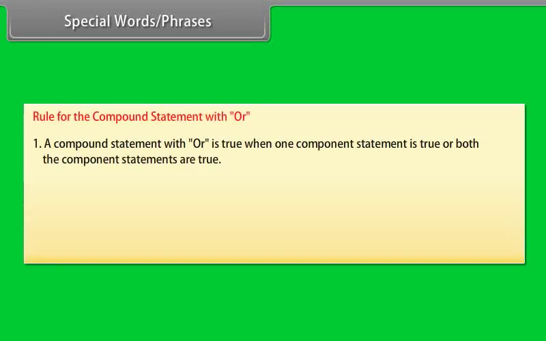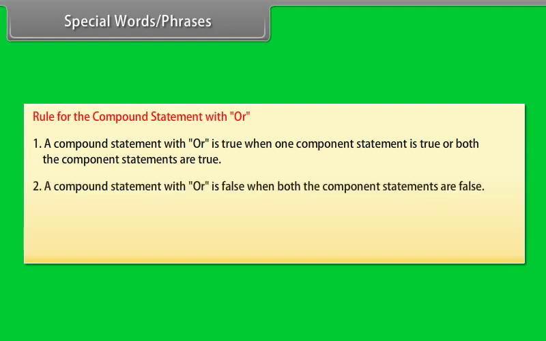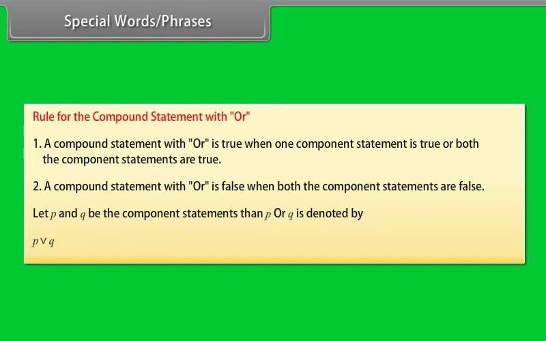1. A compound statement with or is true when one component statement is true or both the component statements are true. 2. A compound statement with or is false when both the component statements are false. Let P and Q be the component statements, then P or Q is denoted by P ∨ Q.